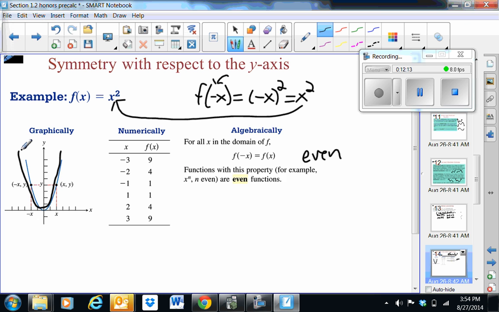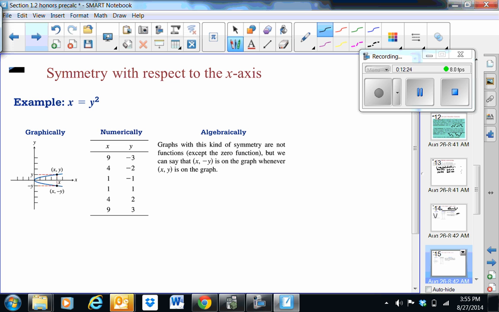Likewise, if you see a graph that's symmetric over the y-axis, that you could fold over and it would match up, you can say, I know that function is an even function. Symmetry with respect to the x-axis. An example of this is x equals y squared. Graphs with this kind of symmetry are not functions, except the zero function, but we can say that x, negative y is on the graph whenever x, y is on the graph.